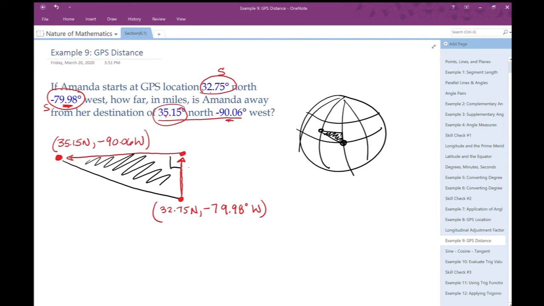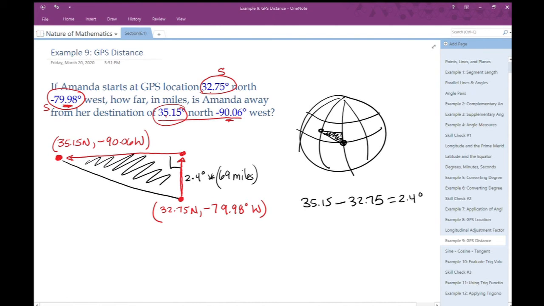How many degrees north did we move? So 35.15 minus 32.75. 35.15 minus 32.75 is 2.4 degrees. And this distance is going to be multiplied by our 69 miles.